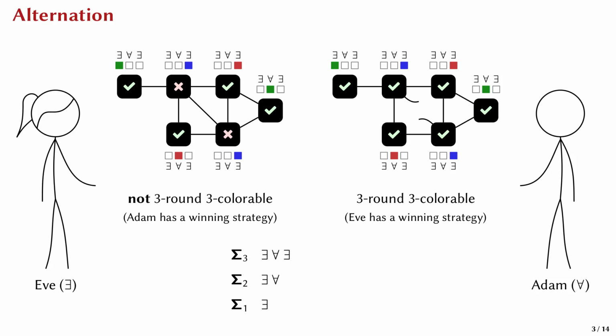For instance, three-round three-colorability is what we call a sigma 3 property because it's characterized by a three-round game in which Eve starts. And classical three-colorability is a sigma 1 property because it's characterized by a single round game where only Eve plays. Similarly, you can of course also consider games where Adam starts instead of Eve, and for those we will use the letter pi instead of sigma. So that's the basic framework.